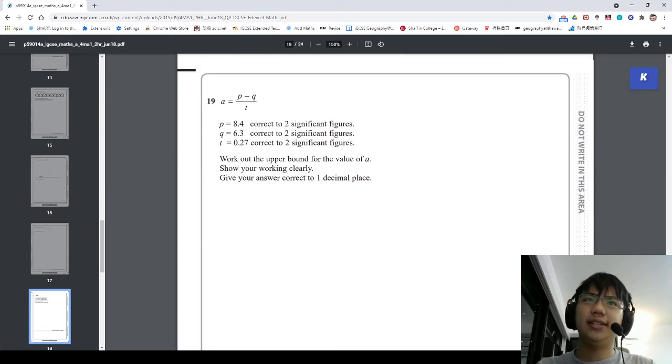Moving on to question 19, we have a equals p minus q over t, where p is 8.4 correct to two significant figures, q is 6.3 correct to two significant figures, and t is 0.27 correct to two significant figures. Work out the upper bound for the value of a. Show your working clearly and give your answer correct to one decimal place.